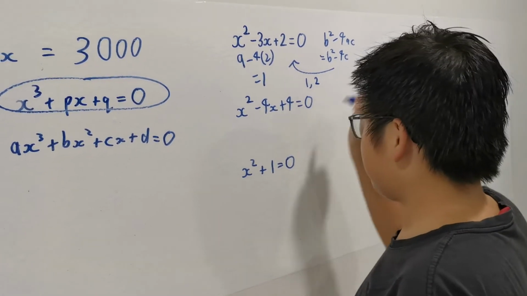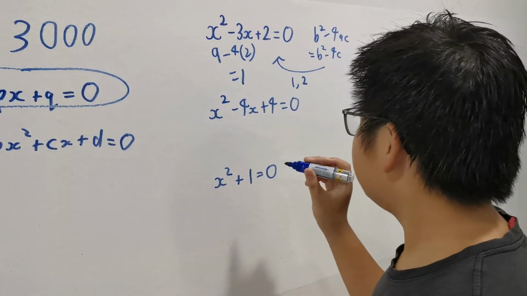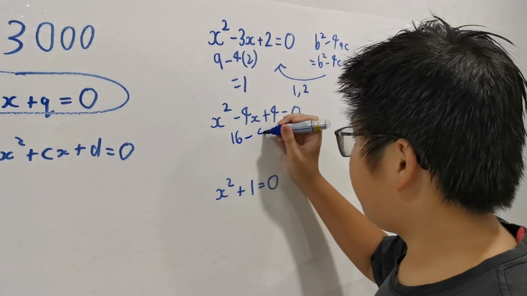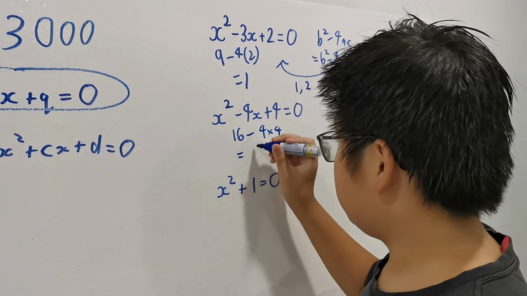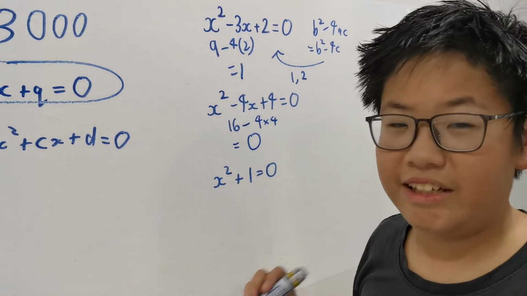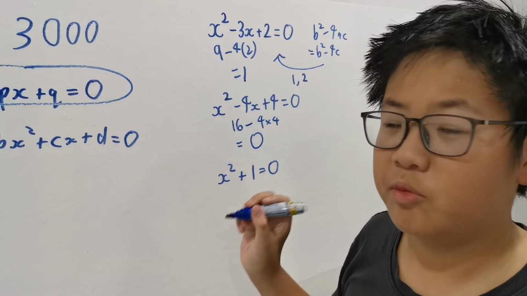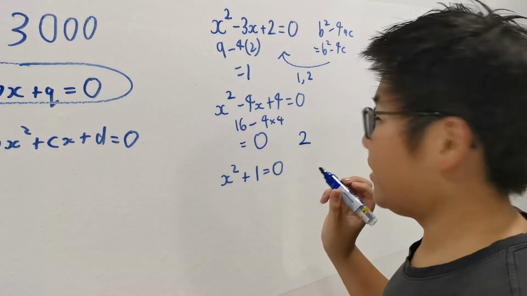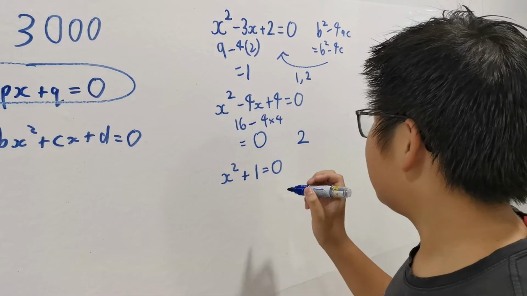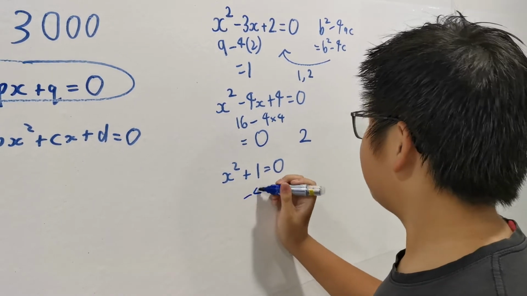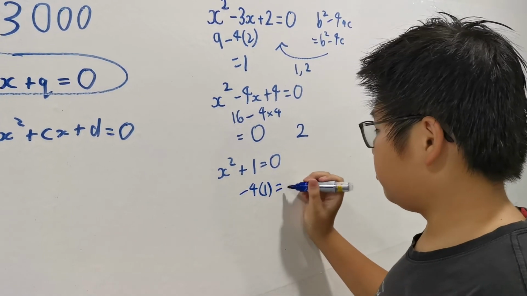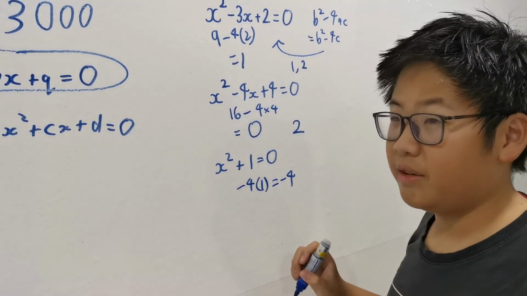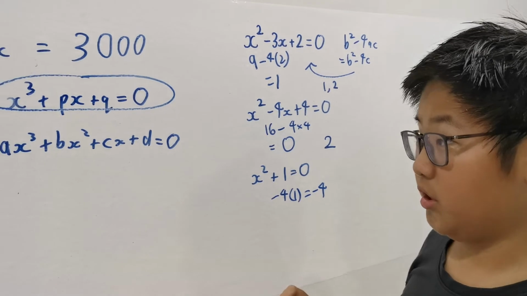For this one, if we plug it into the formula, the discriminant becomes 16 minus 4 times 4 equals 0. This means that the quadratic has 1 repeated root, which is 2. Now, if we substitute in the quadratic for this one, since there's no b term, this becomes minus 4 times 1 equals minus 4, and it has no real roots. We are only concerned about real roots in this question.